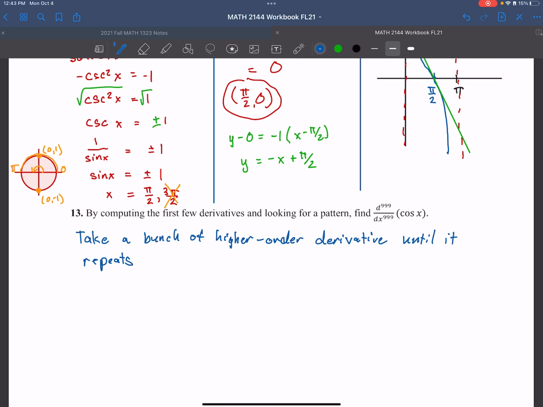We did something very similar with e to the minus x. Basically, the pattern was it just took 2 until it started repeating. So I'm going to leave that one as a little bit of a challenge exercise. Take 4 to 6 derivatives until you start noticing the pattern.